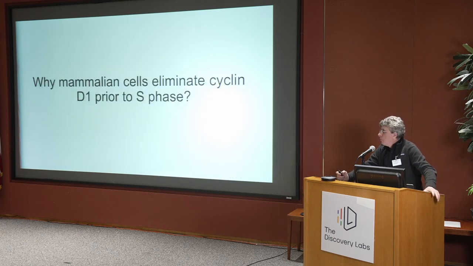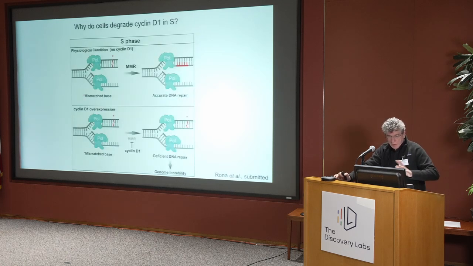Okay? And the question is, why do mammalian cells need to eliminate cyclin D1 before S phase? And this is an important question because cyclin D1 has been known for 30 years to bind PCNA, an important cofactor in DNA replication as well as in DNA repair. And to make a long story short, I will only show this cartoon. These are unpublished results.